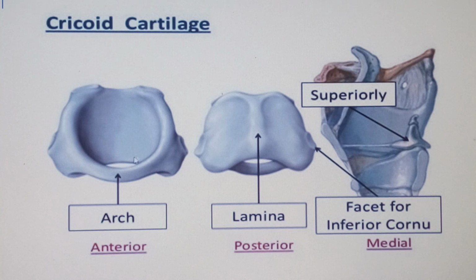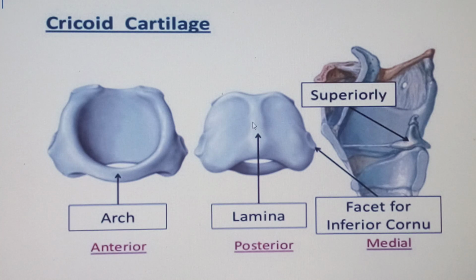One important thing is that anteriorly we have this small connection between these two laminae. That is what we call the arch. So anteriorly the cricoid cartilage bears this narrow arch. And then posteriorly it bears this quadrangular shaped posterior lamina. That's what we see. It bears this quadrangular shaped lamina.